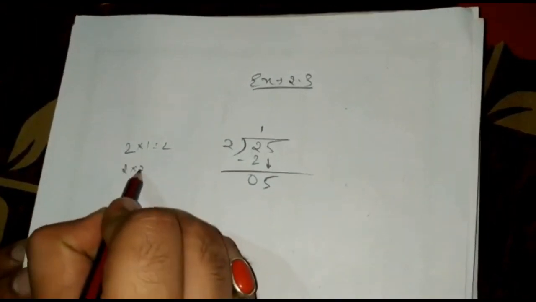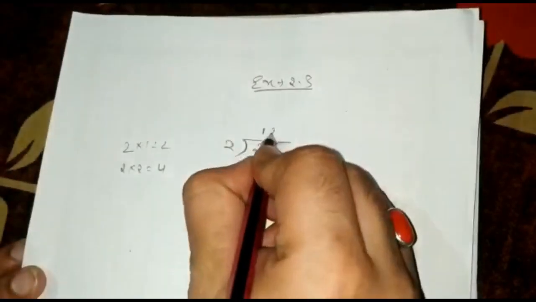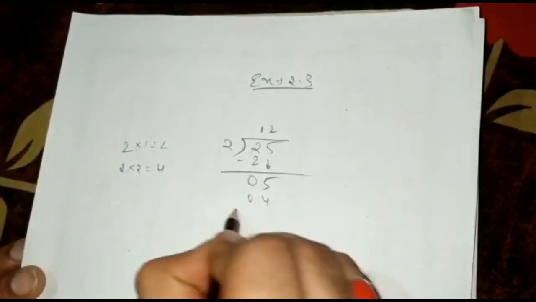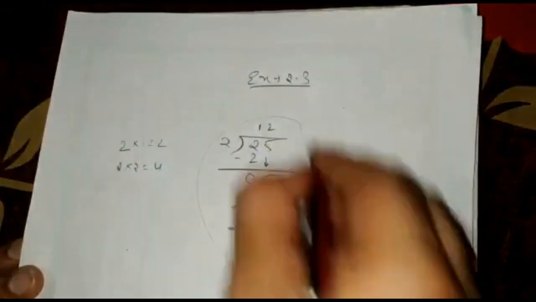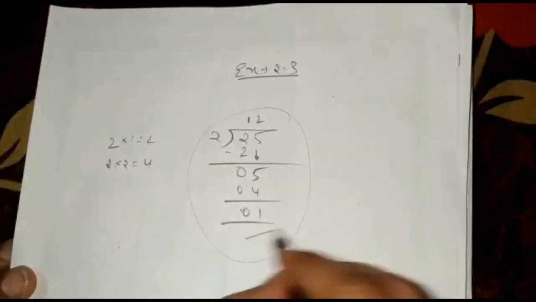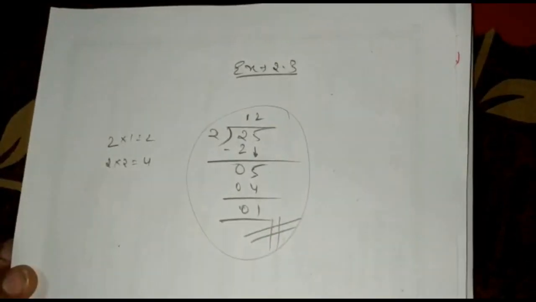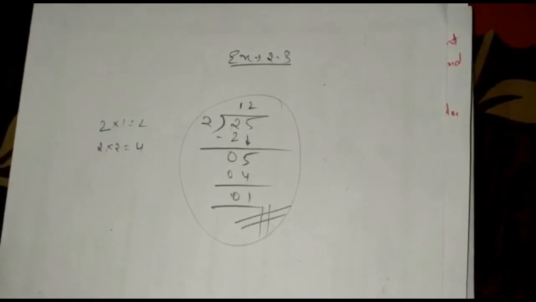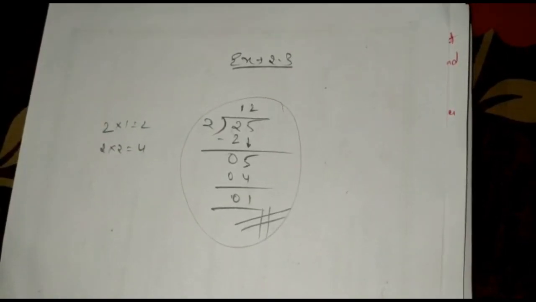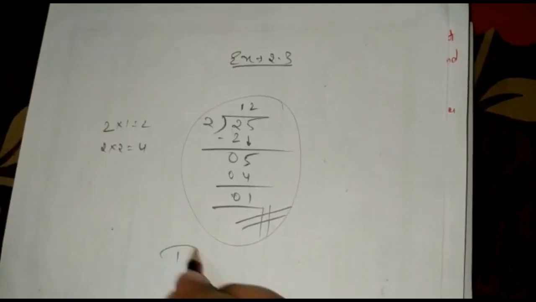We know that 2 into 2 is 4. So when we multiply 2 by 2 it will give 4, and this is our remainder. This is a very easy method of division. So the same method we have to apply in this exercise 2.3, and that is the division algorithm for polynomials.